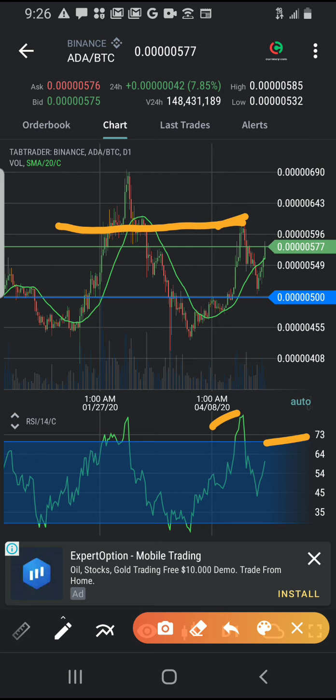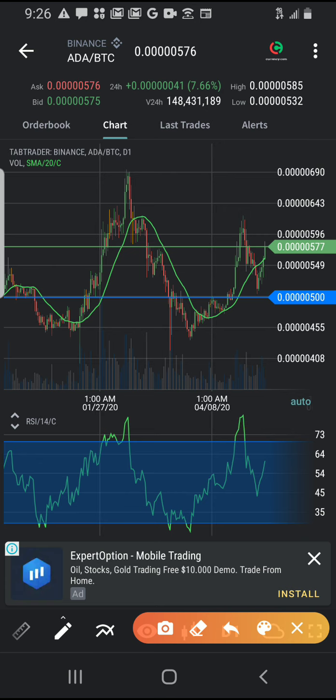Now people that took profit at this axis are the ones that made the profit. So the next thing that happened is the market started coming down. That was exactly what happened here as well. So whenever you see a coin in an overbought position, you sell the coin and take profit.